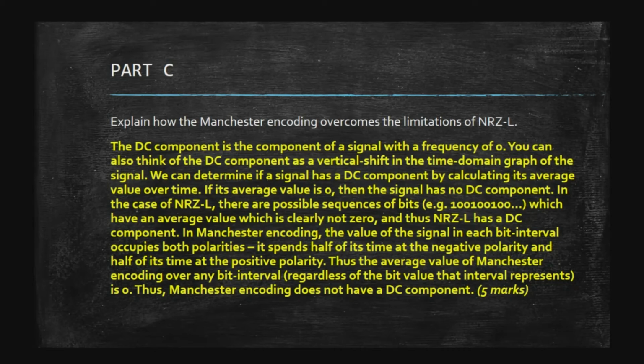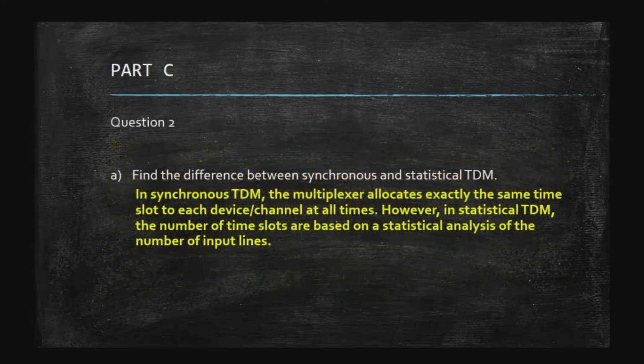So this is the elaboration and explanation about the DC component that may occur in NRZ-L. And when we use Manchester encoding, we can eliminate that issue because there is no DC component under Manchester encoding. Okay, the last part, question number 2.